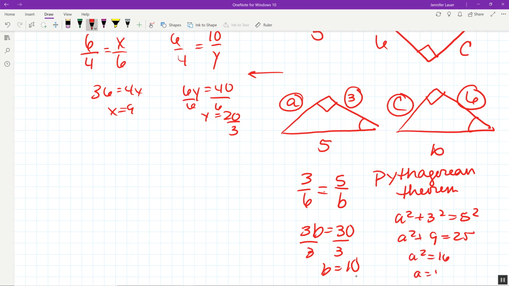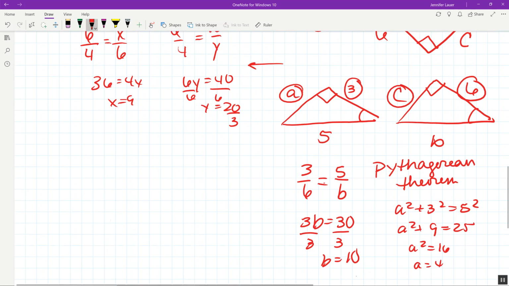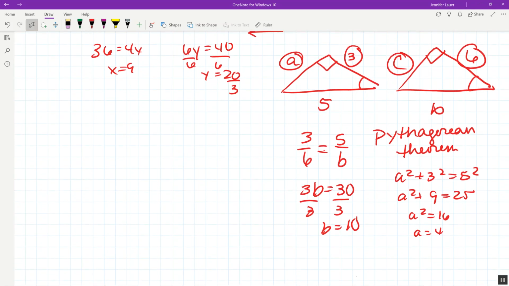So I can see that A is going to be 4, and then I can do a proportion to find C. I can say, well, 3 is to 6 as 4 is to C, cross multiply, and I can see that C is going to be 8. Okay, and that's how you're going to deal with similar triangles.